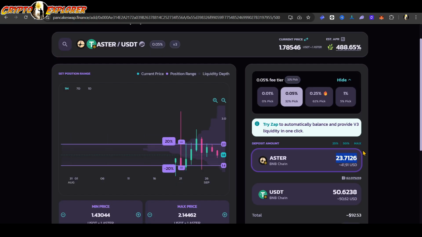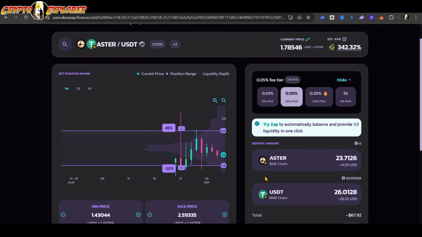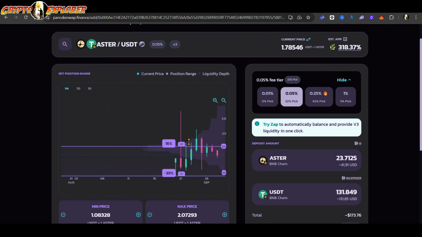Okay, so if you are wondering how it is determined how much of one token and how much of another token I am depositing into the pool, it pretty much depends on the upside range and on the downside range. So for example, if on the upside I just increase this, let's say we go here to 75, notice that the liquidity just got automatically adjusted by PancakeSwap. So now I only have to deposit 26 USDT and 23 Aster, and now I have more exposure on the upside and less on the downside. Okay, and the same is true if I increase the price here on the downside, I will have to deposit more USDT than Aster.